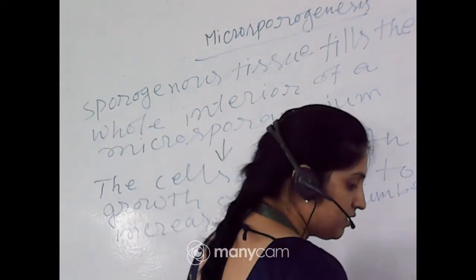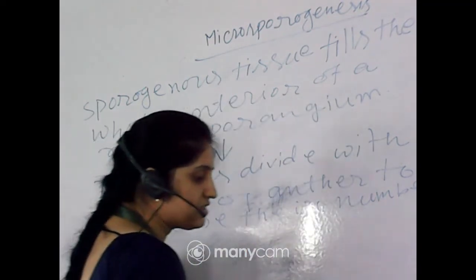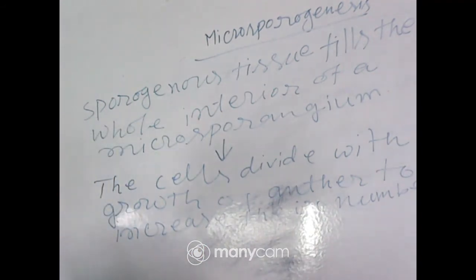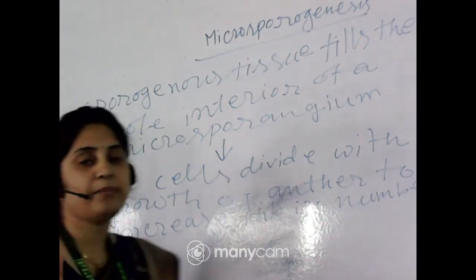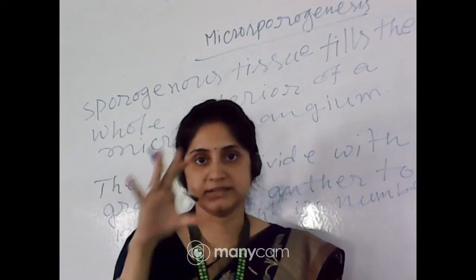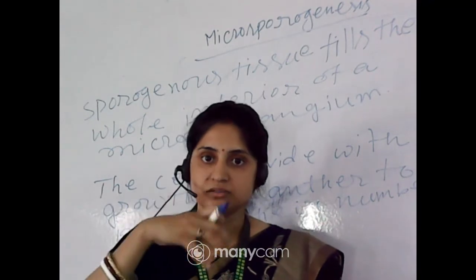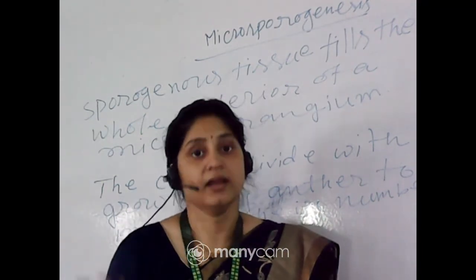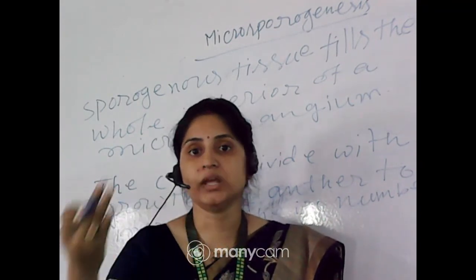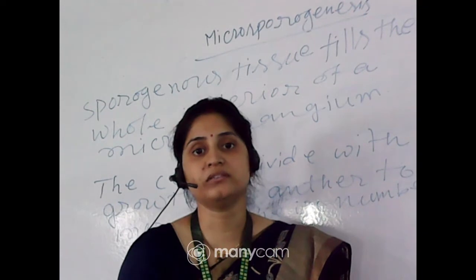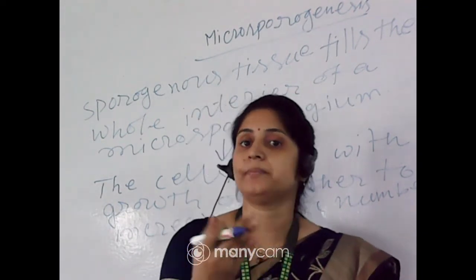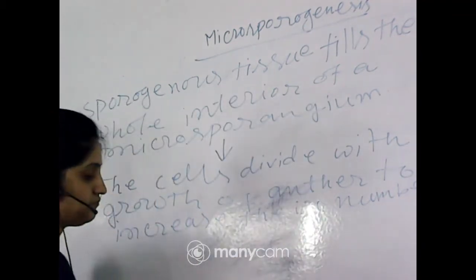Next step, they are transformed into the microspore or pollen mother cell. First, the sporogenous tissue fills the center part of that area. Then they start to divide along with the growth of the anther. Then the sporogenous tissue is transformed into the pollen mother cell, and the pollen grain comes from the pollen mother cell.